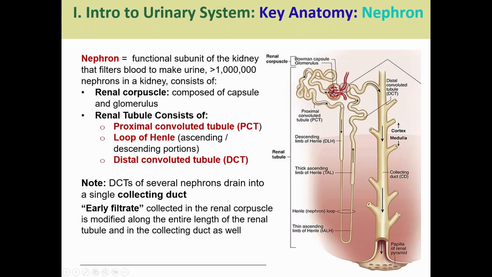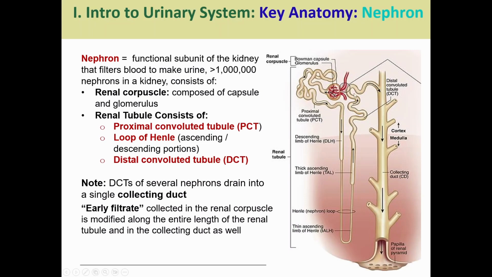Then we have the loop of Henle. Sometimes this is also called the loop of nephron, or the nephron loop. I will use loop of Henle because that's how I learned it, right? But if you use any of those other terms, I'm okay with that. So the loop of Henle is going to dive downward, loop back up, around, and back upward.